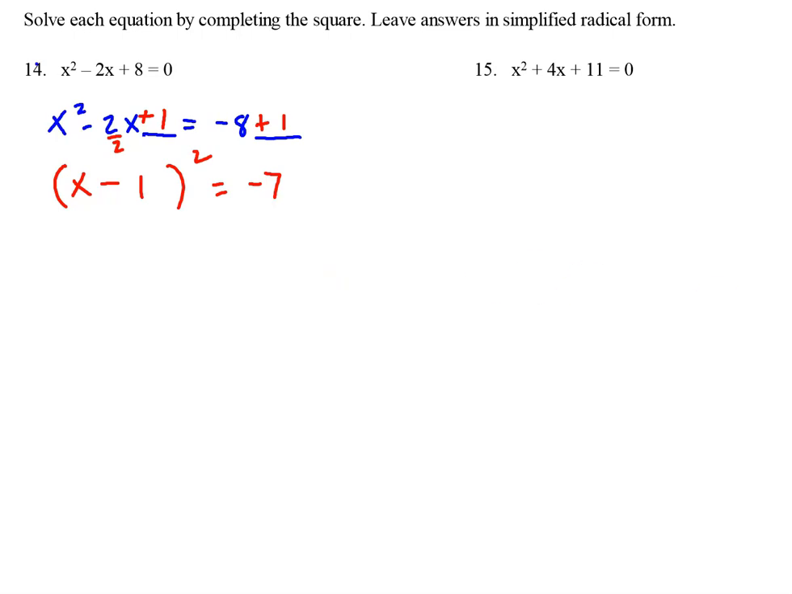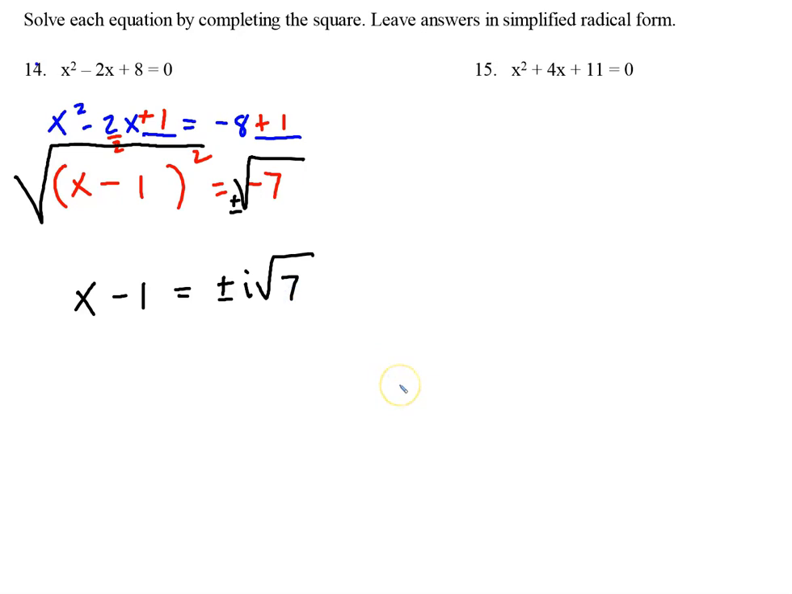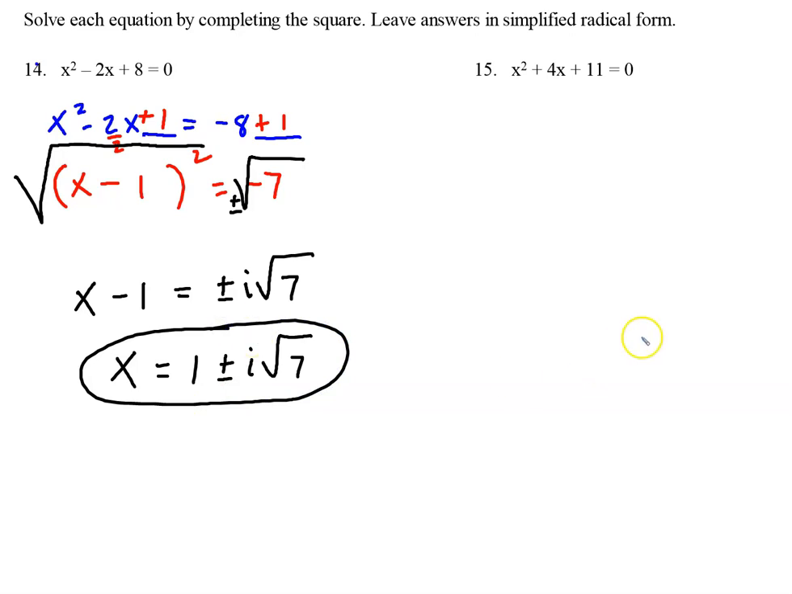And now I do the square root property. Just like we did in a previous problem, I'm going to do the square root of both sides, plus minus for the number. The square root of the left side just makes x minus 1, and this is plus minus. Don't forget, if you do the square root of a negative number, you have to simplify with the number i. And now to finish off my answer, I just add 1 to both sides. And that's my answer for 14.